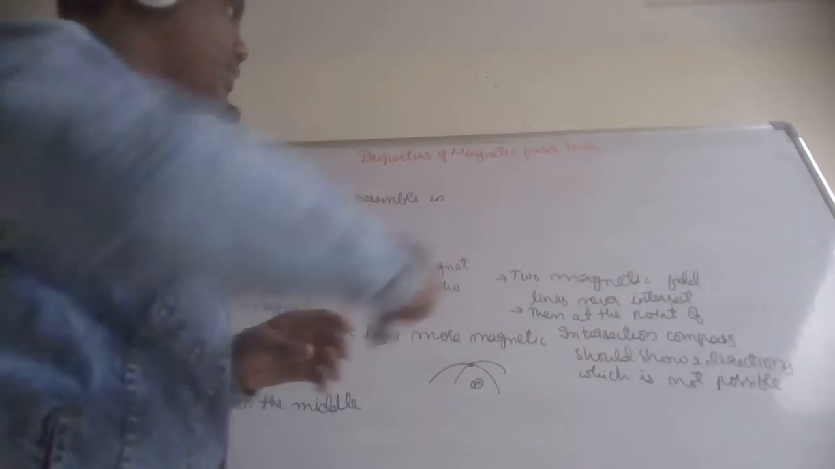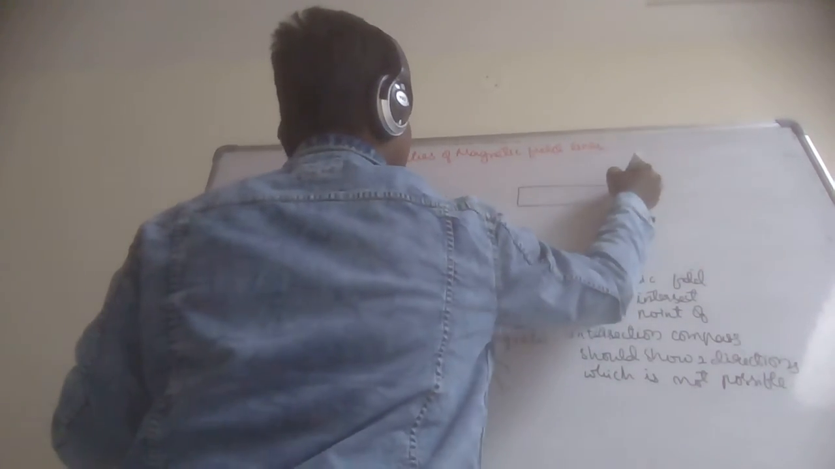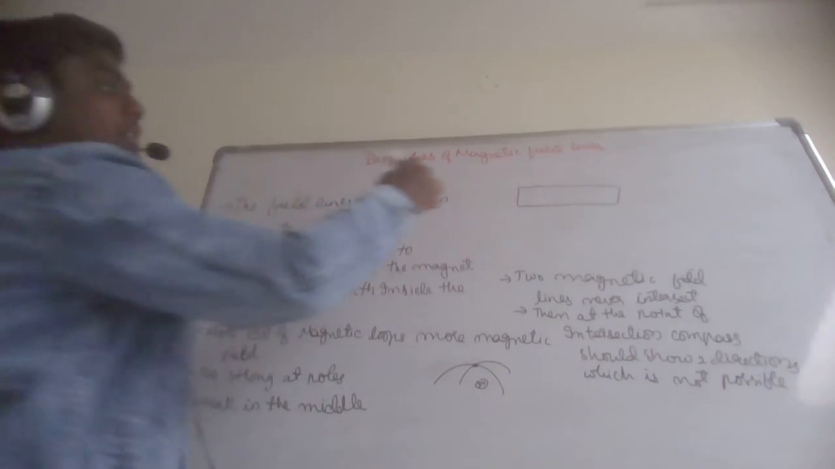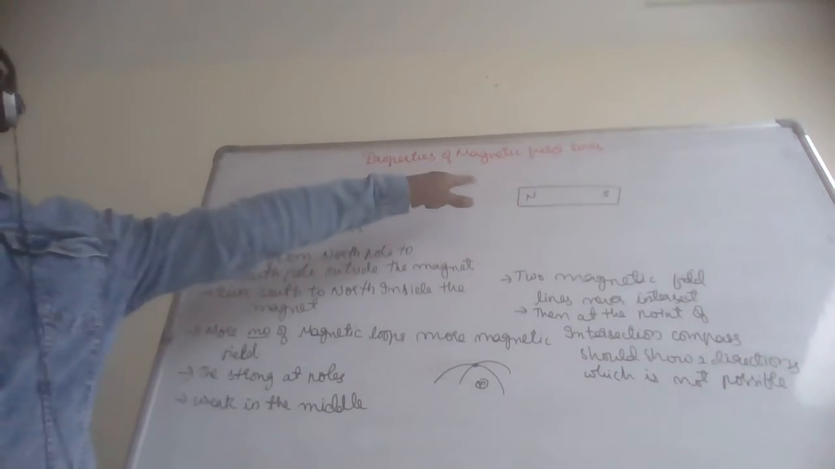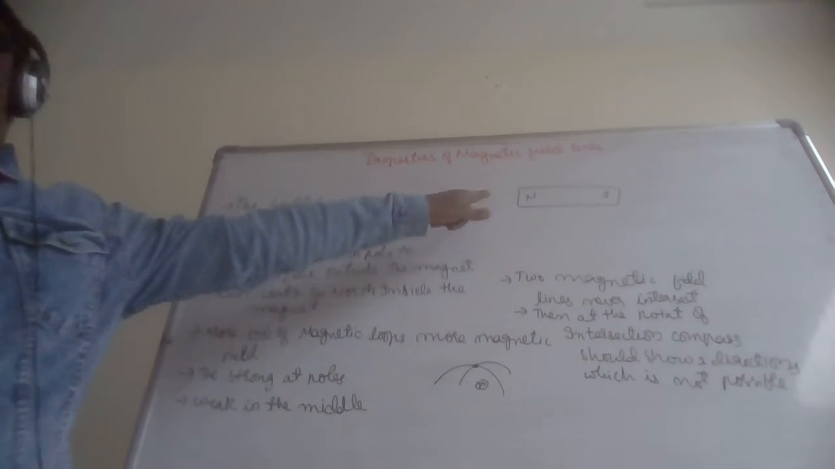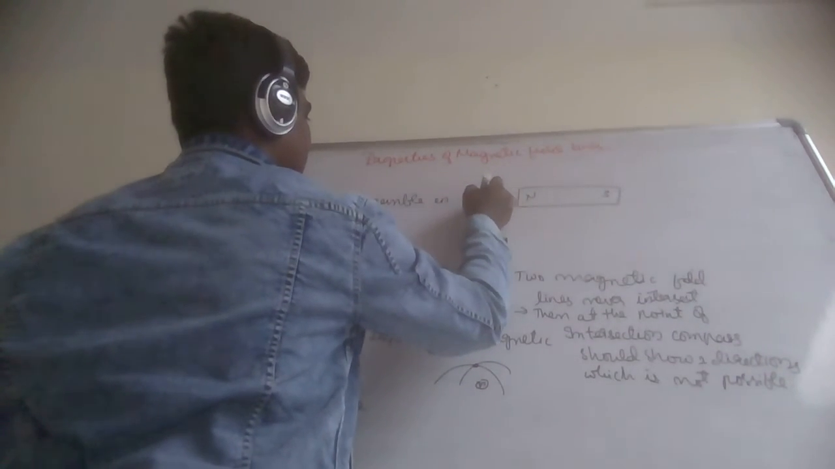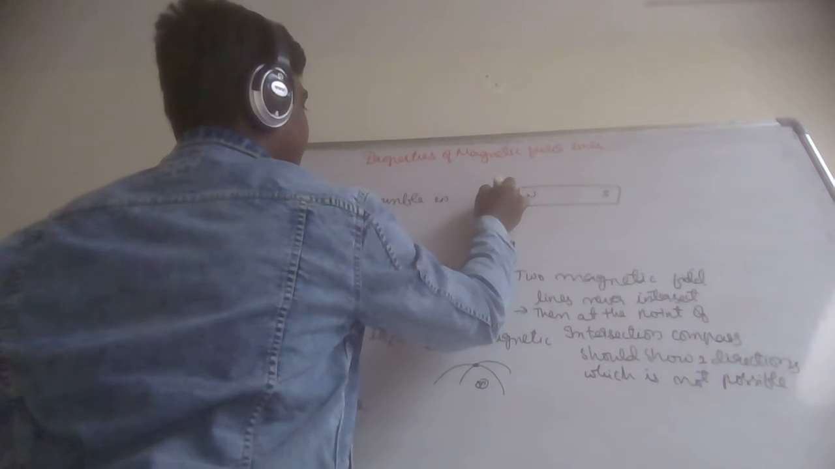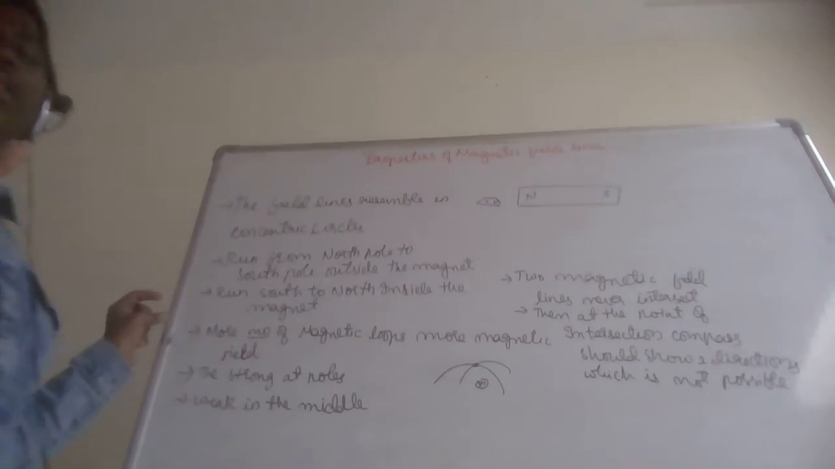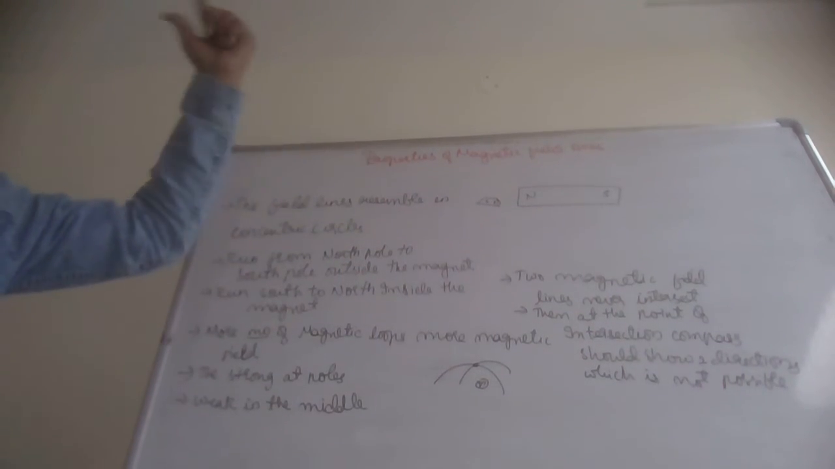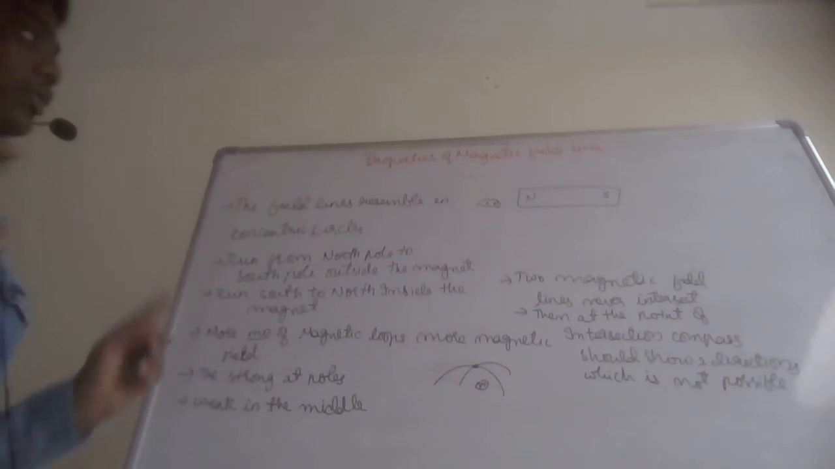Now as I said, we will be discussing an activity. Let me take a bar magnet. I am taking a bar magnet with a north pole and a south pole. Now take a small compass, such that the north pole of the compass is facing the north pole of the magnet.